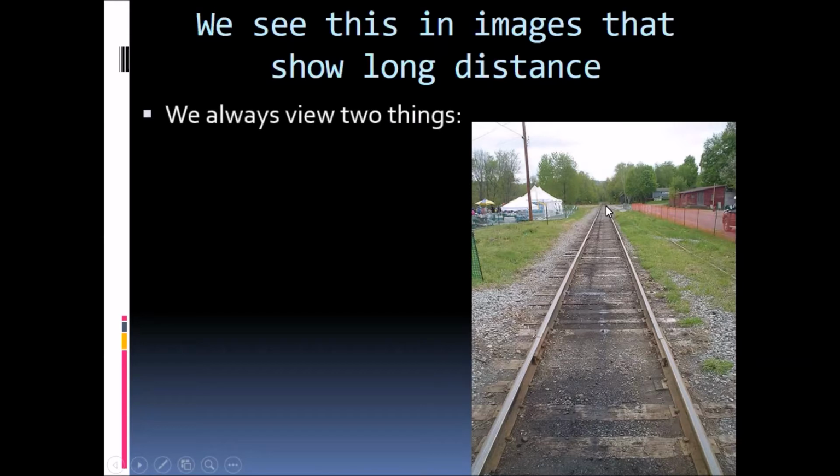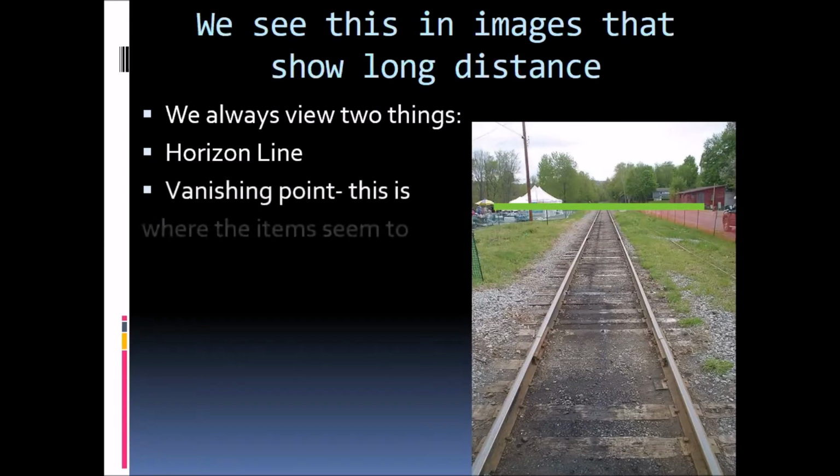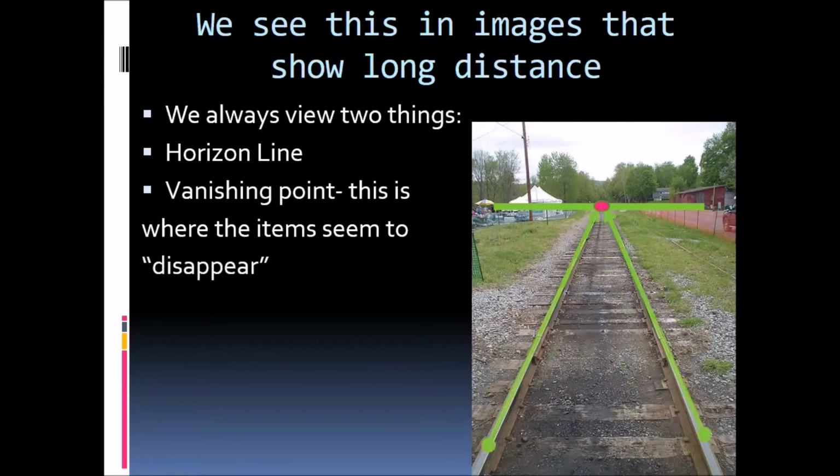Okay, so when we are looking at images that show perspective, we always view two things. One thing is the horizon line, so that's where it appears that the sky and the ground are touching. And the vanishing point, which is the point where items seem to disappear. So that little red dot. And then we notice that the objects, the train tracks, go towards that. So even though train tracks are parallel, which means that they never touch, they're just side by side, it appears that they are getting closer and closer together.